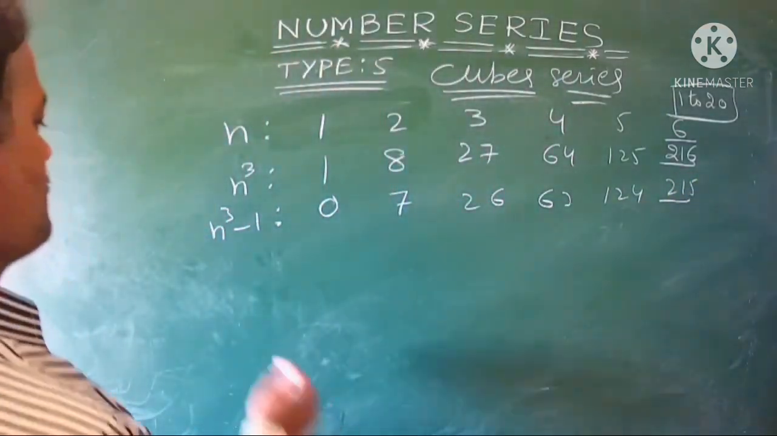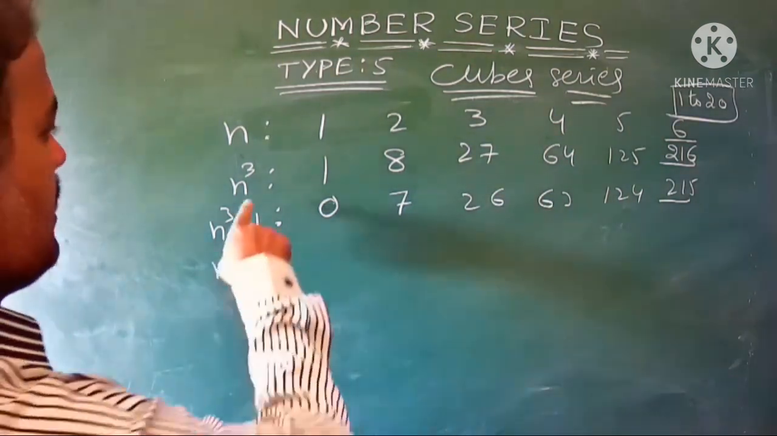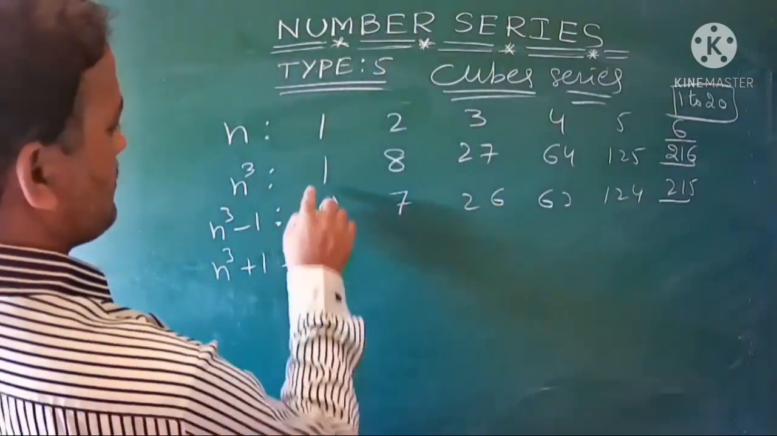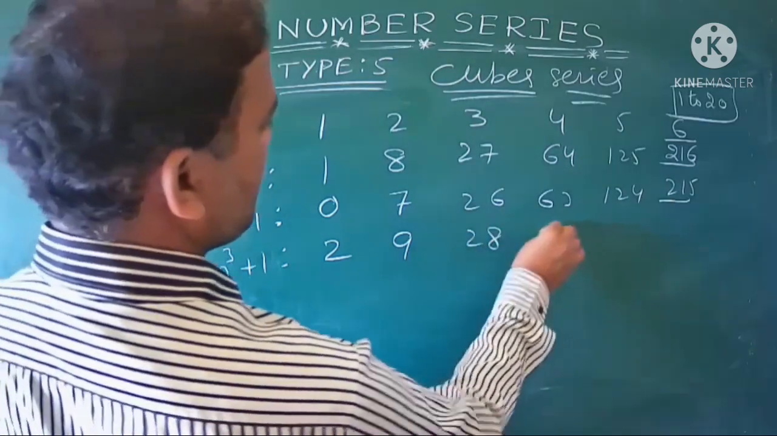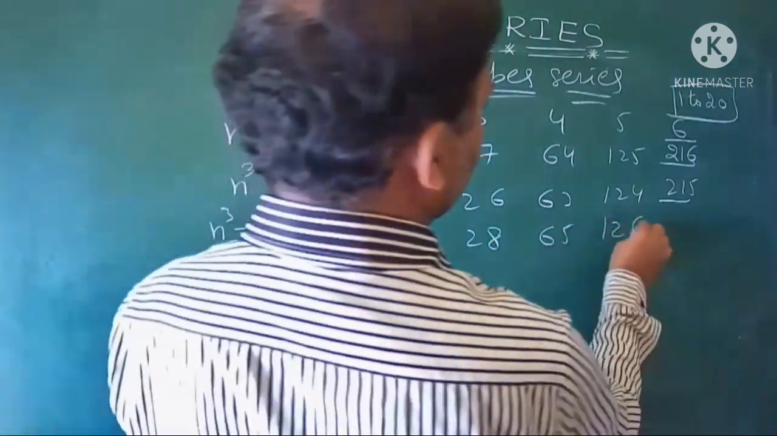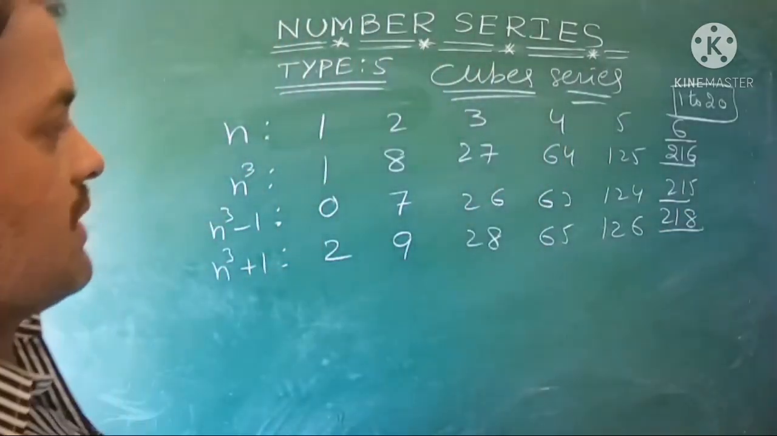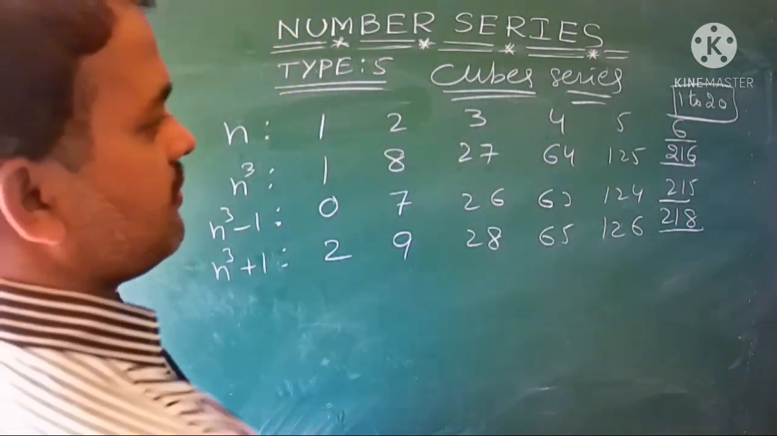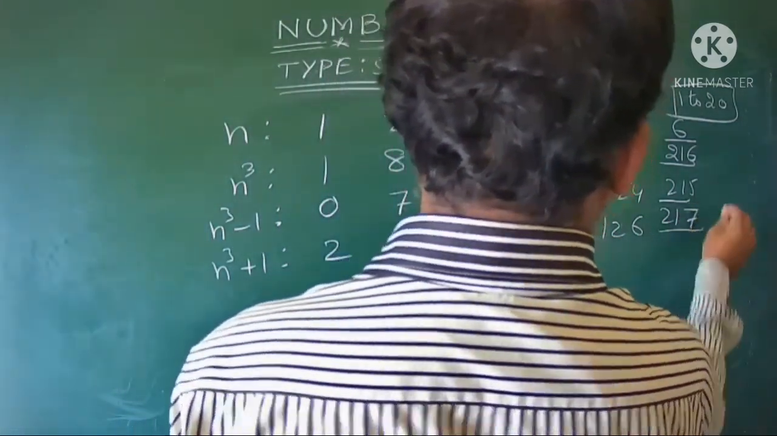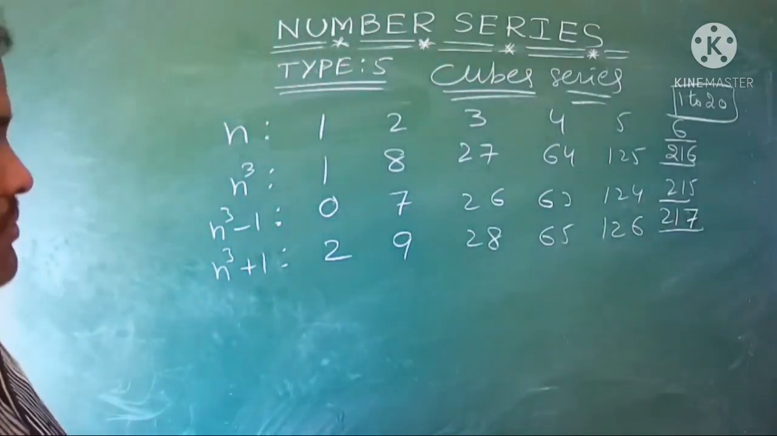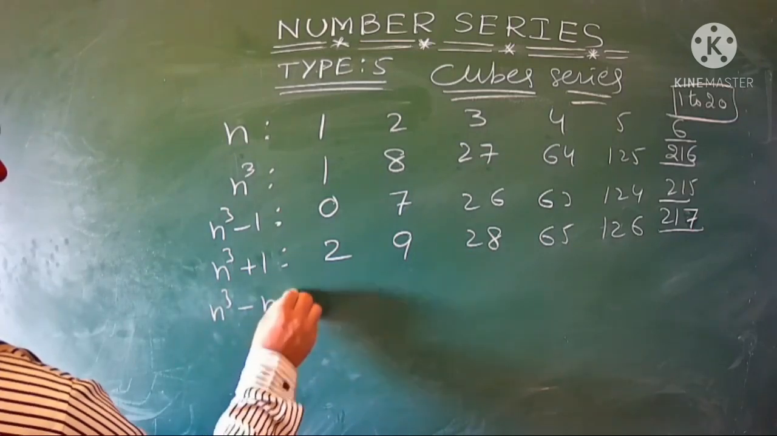Similarly, for the n cube plus 1 relation, the n cube values are already there, so just add 1: 1 plus 1 is 2, 9, 27 plus 1 is 28, 65, 126, and the next value will become 217, since 216 plus 1 is 217.